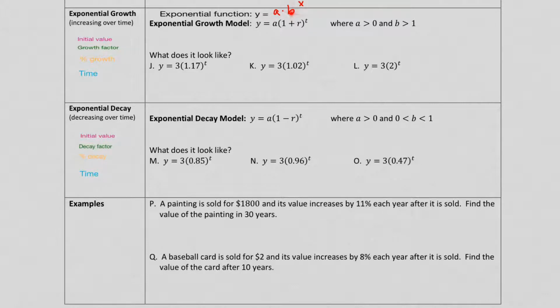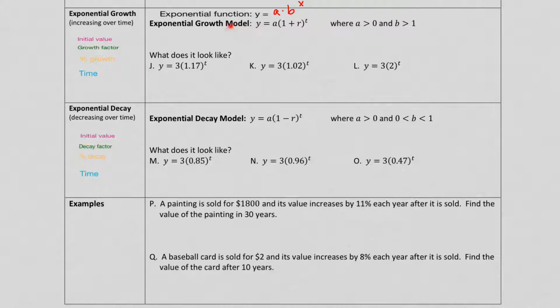But in these notes here, we're going to be more specific and look at it through exponential growth, when something is growing over time or increasing, and exponential decay, where something is decreasing over time. So let's start by first breaking down the parts of each of these models.